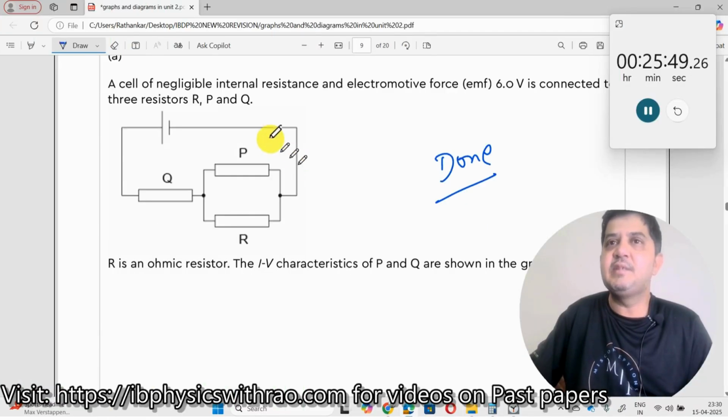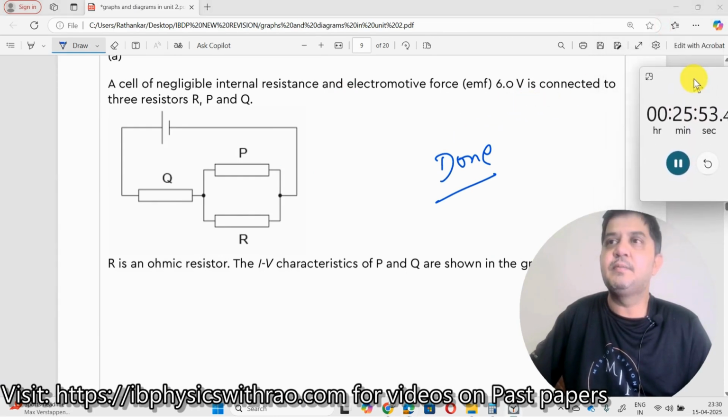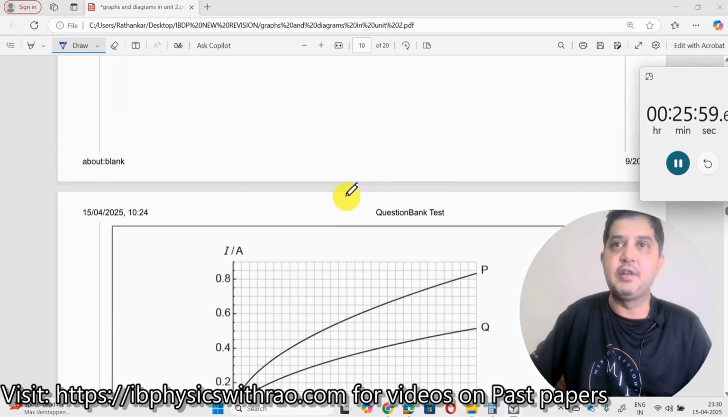A cell of negligible internal resistance and EMF 6 volt is connected to three resistors R, P and Q. R is ohmic. Okay, this we have already done. We are not going to do this.